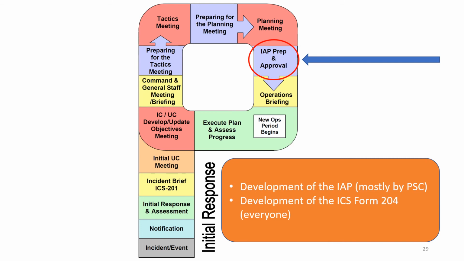ICS 204 form is the assignment list form. This is the meat and potatoes of the entire planning process. This form will be prepared for each division or group supervisor, and it will list individual assignments for their respective teams.